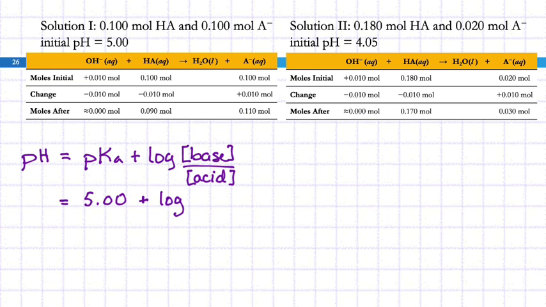So we added some hydroxide. They're not equal anymore. This is our base, 0.110, and our acid is 0.090. So we've got 5 plus the log of 0.11 divided by 0.09. And we get 5.0872.